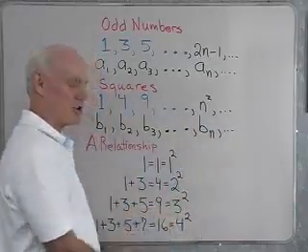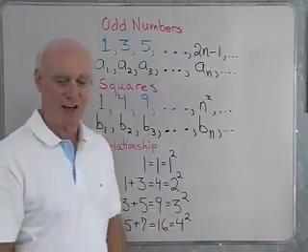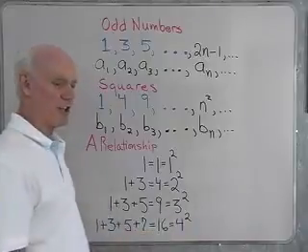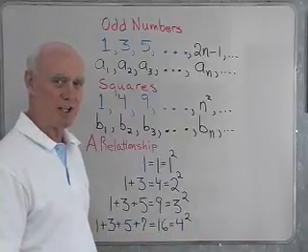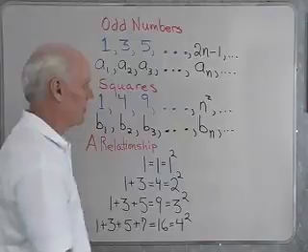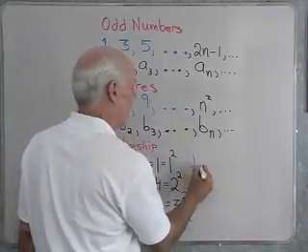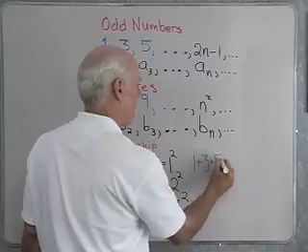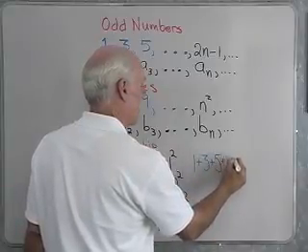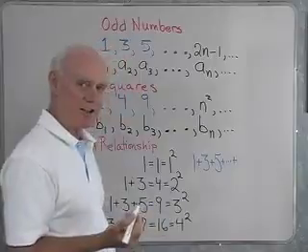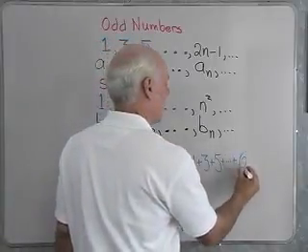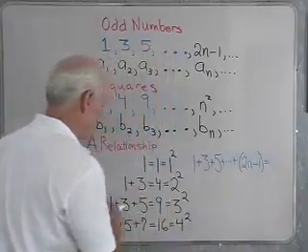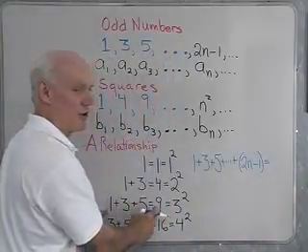How about this relationship right here? Can I generalize that also? Well, let's take a look. If I want to add, let's say, the first n terms in the sequence of odd numbers, it would look like this. 1 plus 3 plus 5 plus dot dot dot plus the nth term, which is 2n minus 1. And if I add the first 3 terms, I get the third square.